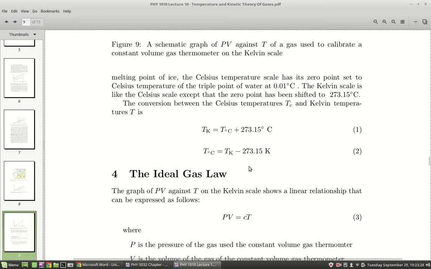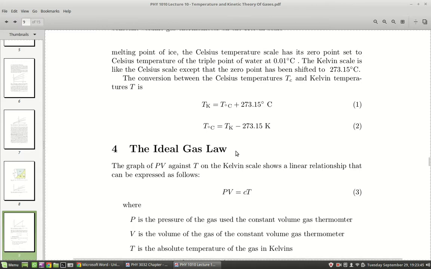Okay. And if you want to change the temperature from kelvins to degrees Celsius, basically this is the formula you use. From degrees Celsius to kelvins, you use equation number 1. From kelvins to degrees Celsius, use equation number 2. Okay, so basically that is about temperature.